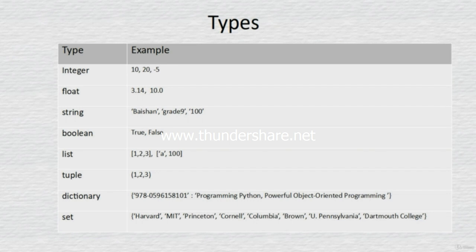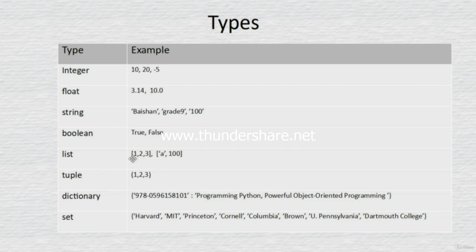Boolean type is used whenever you have a condition. The condition can either be true or false. There's no third possibility for a condition. It has to be true or false.